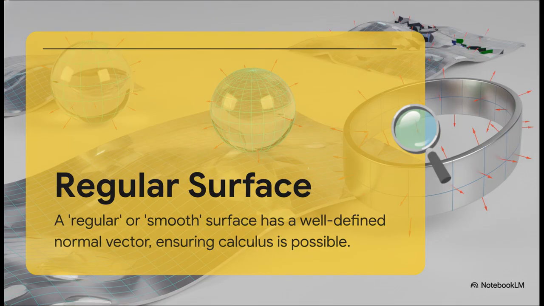Now, there's really only one rule for this to work. The surface has to be what we call regular, or more simply, smooth. All that really means is no sharp corners, no creases, no weird self-intersections. As long as you can imagine a single, unique vector sticking straight out at a right angle from any point on the surface, that's the normal vector, then we're good to go.